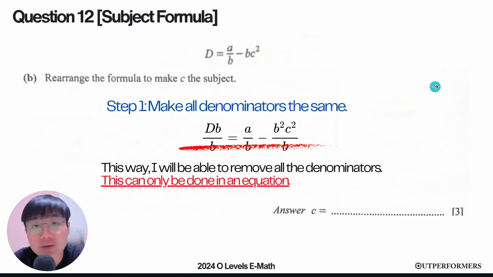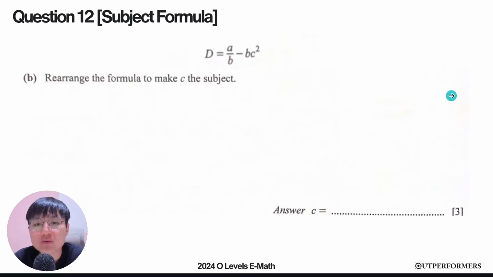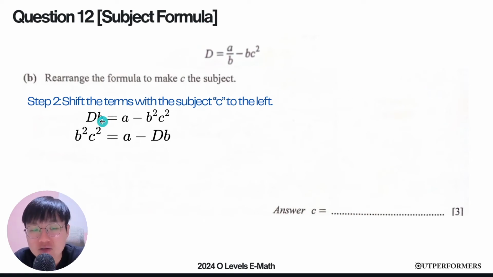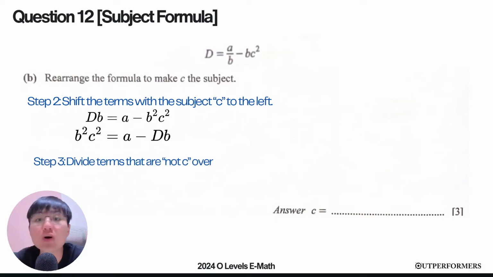Next, it's not over yet. This is not our final answer. We are supposed to make C the subject, right? So over here, we try to shift those with C to the left hand side first. Okay, so from dB equals to A equals to B square C square, the only term with C square is this. So I'll shift it over here. Next, divide the terms that are not C over. So B square is the one that we need to divide over. So it gives us this right here.